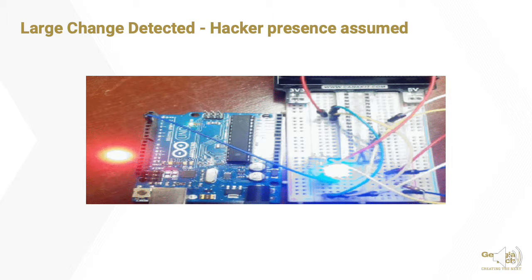As we stated previously, the LEDs give a visual indication when signals are being sent between the three components of the setup, the supervisor and the two controllers. Here the indication represents that a large change has been detected. This is in regards to the first case scenario, and therefore a hacker presence is assumed.